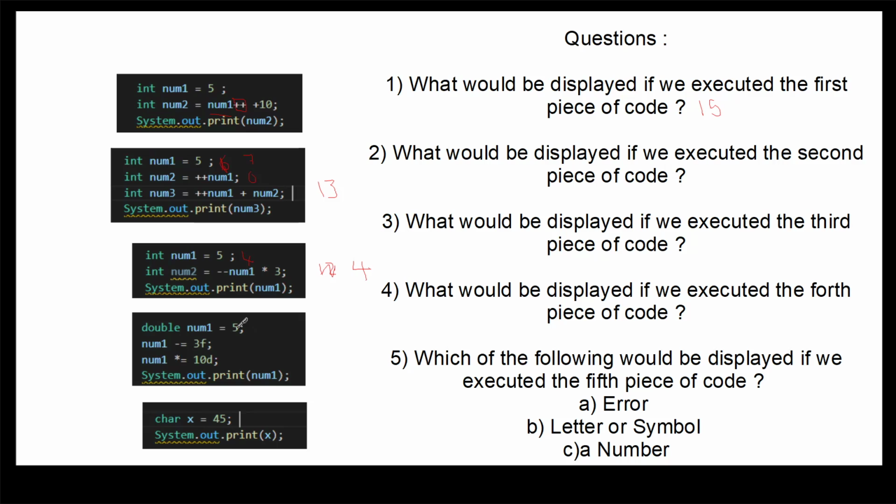If we look at the next one, we've got a double now. So again, we've got that double, and then we're converting it to a float, but don't worry because it's not really going to affect anything. So we're just saying from that 5 minus 3, which will be 2. And then we're converting it back to a double. So that's saying we'll times that by 10. So that will be 20. So the answer there will be 20.